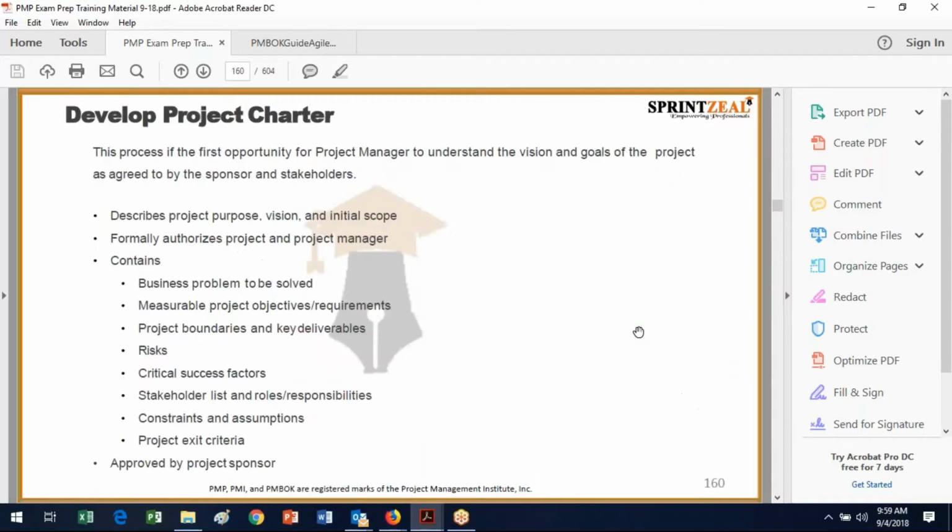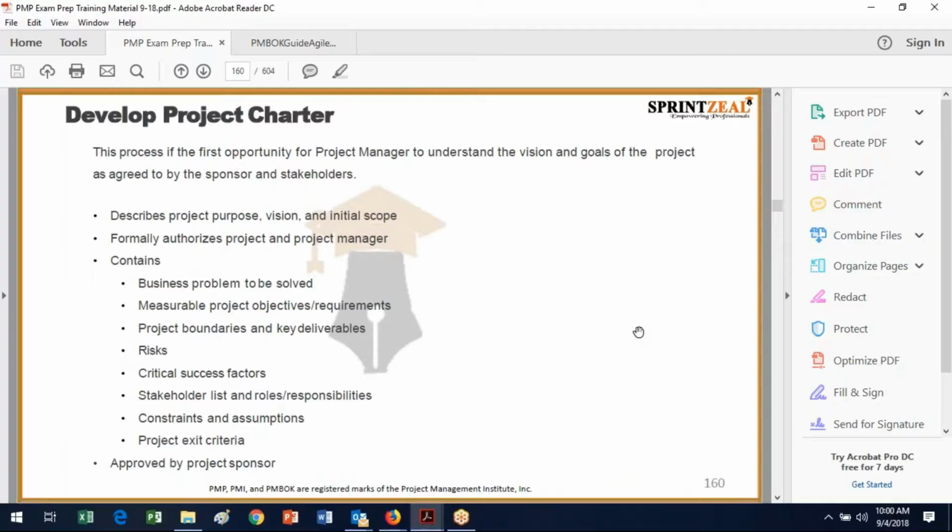Okay, so what do we do to develop our project charter? This is the first opportunity for the project manager to understand the vision and goals of the project as agreed to by the sponsor and stakeholders. So this is what the project charter contains: project purpose and scope, authorizes the project and the project manager.